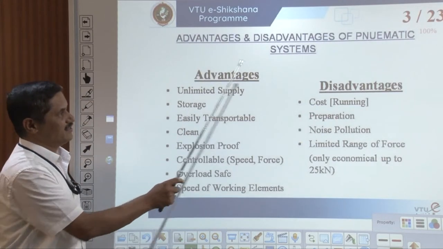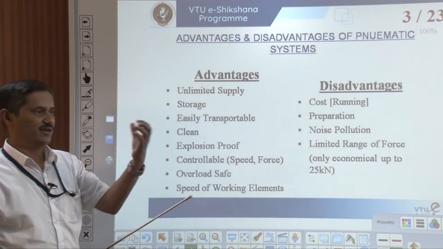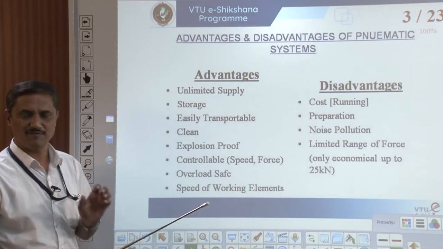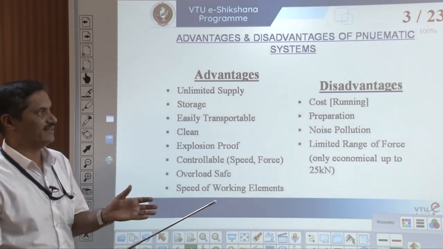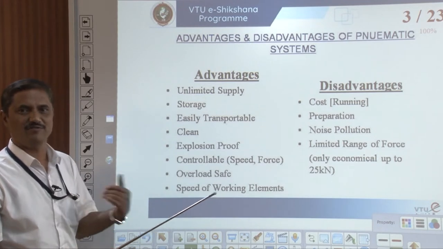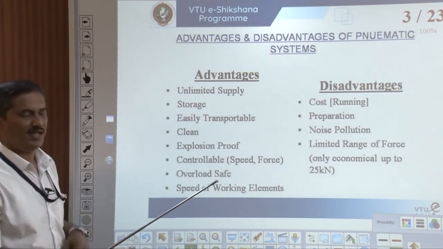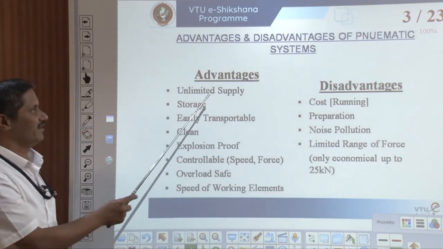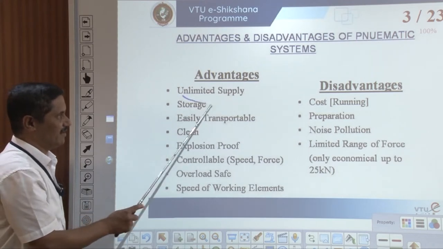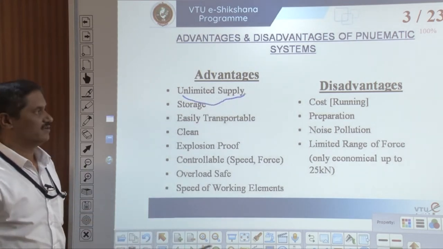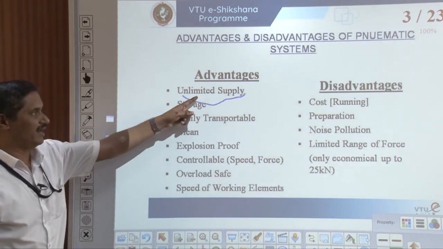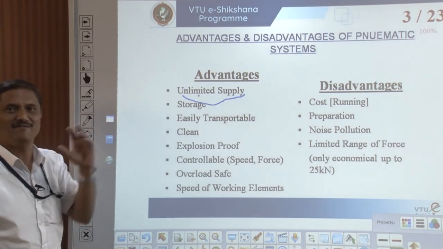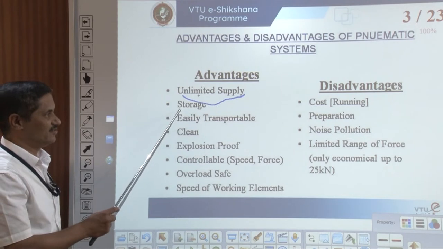Now let us move towards the advantages. Now we are using air, compared with other fluid power sources like oil hydraulics. So what are the differences, or what are the advantages we have in this domain when we use air? The main advantages of pneumatic systems are, first, unlimited supply. You can get the air free. We don't charge for air. It is abundantly available in nature, and there is no shortage.